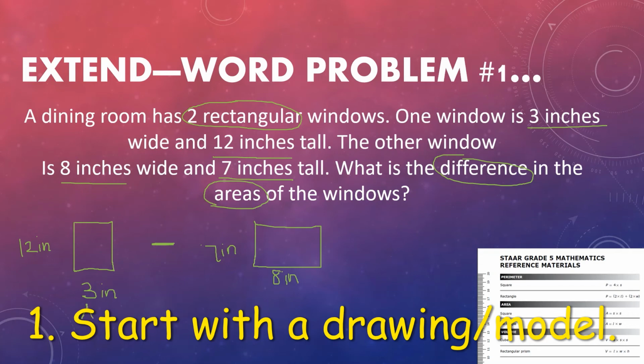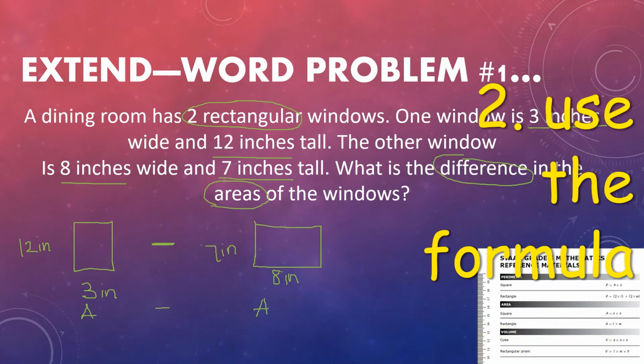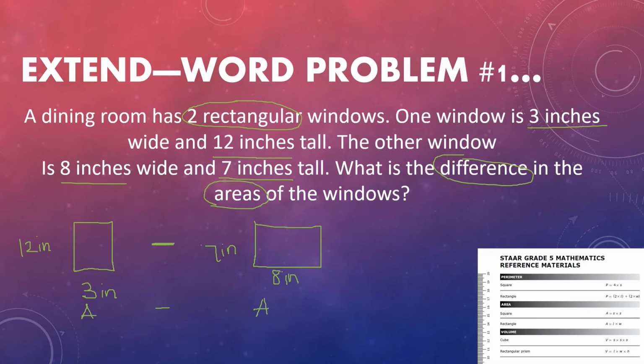So I'm going to start with this. Here's the area of this window, and here's the area of the second window. I'll use my formula, and I'm going to look for the answers to what the area is for this window and for the other window, and then the last step is going to be to subtract. So I want you to pause right here as you're working along with me, but I want you to try to do this independently on your own, and then come back and check your answers with mine.